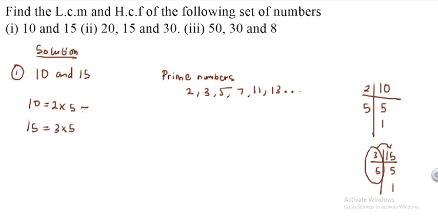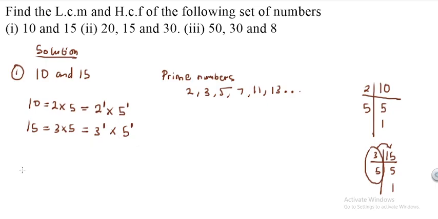Now, what I'll do for both of them is I'll take the number of times each prime number appears. So 2 appears here once, so I'll say 2 to the power of 1, times 5. 5 appears here once, so I'll give it the power of 1. For here, 3 appears once, so I'll say 3 with a power of 1. 5 appears here once, so I'll say times 5, with the power of 1.